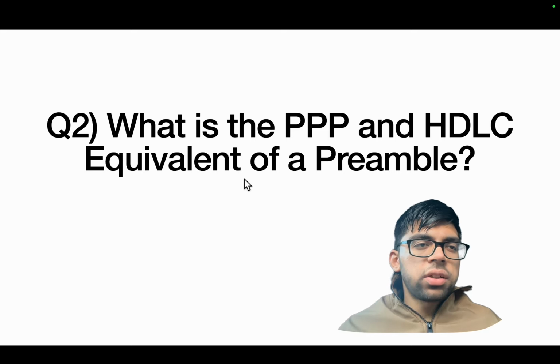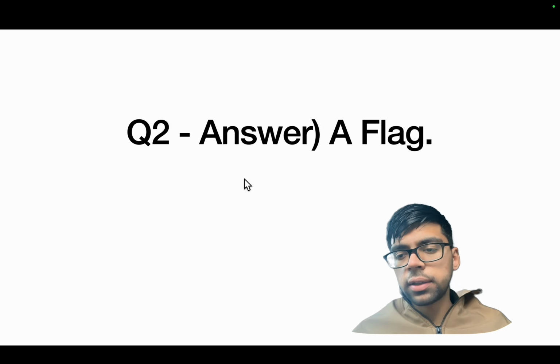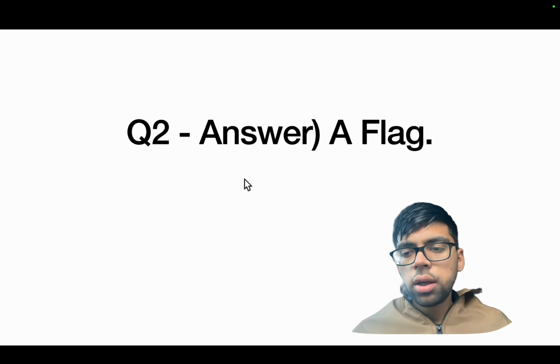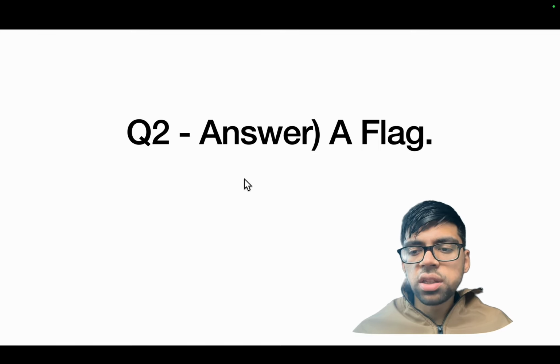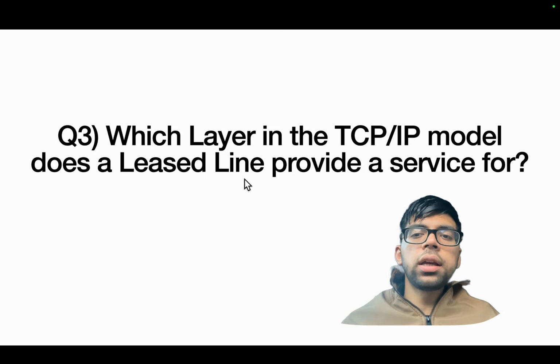Okay, 5, 4, 3, 2, 1, 0, and the answer is a flag. That's what is referred to in PPP and HDLC. That's the equivalent of a preamble. It's a flag.